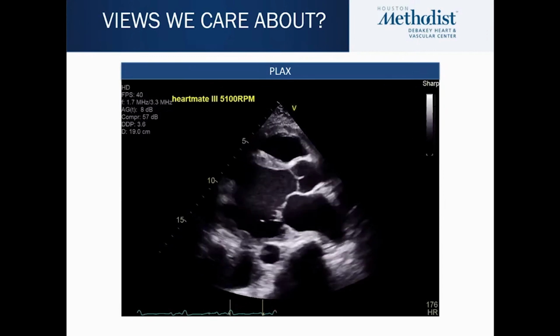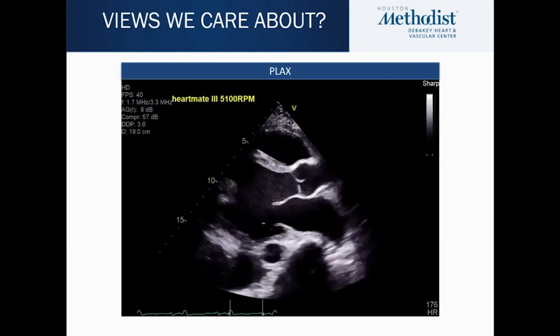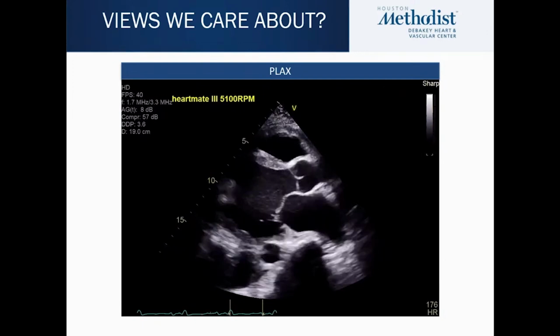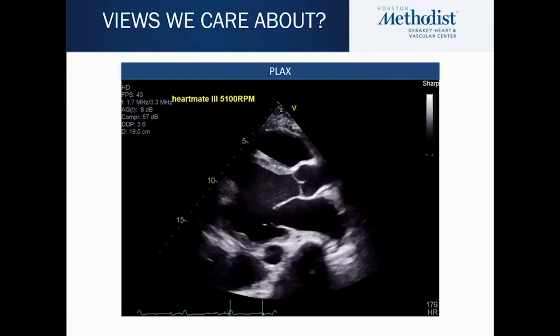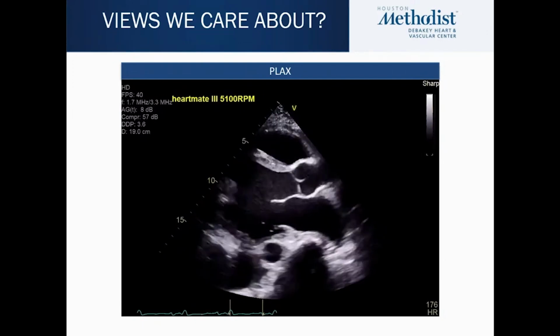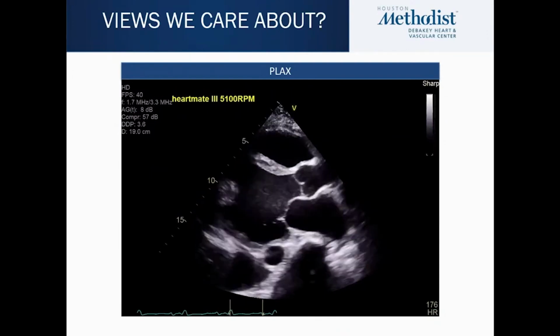The other important issue is the right ventricle. An assessment of the right ventricular function is key and important, and assessment of LV function for that matter is also important, particularly in cases where we are looking for LV recovery.